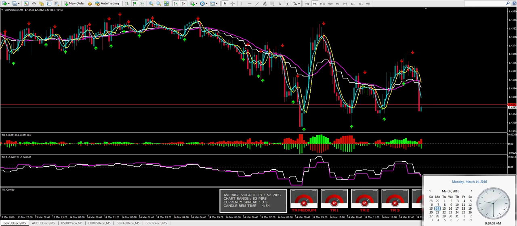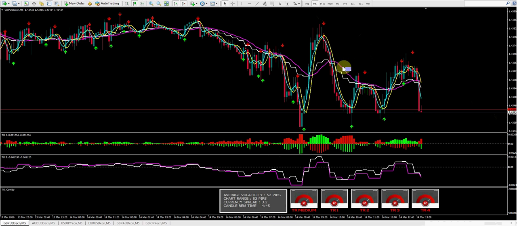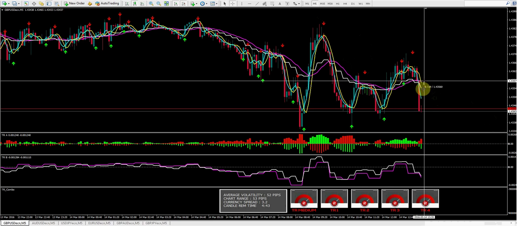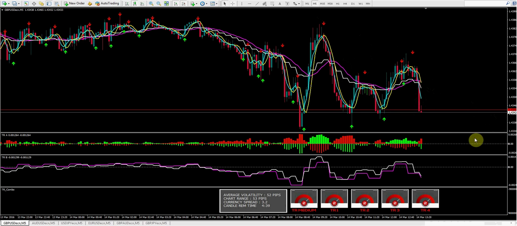Hey folks, today is March the 14th. It's currently 9:30 in the morning. We're going to look and see if we can take a few trades on the TR profit system. We just had a pretty large bar going down, about 15 pips.